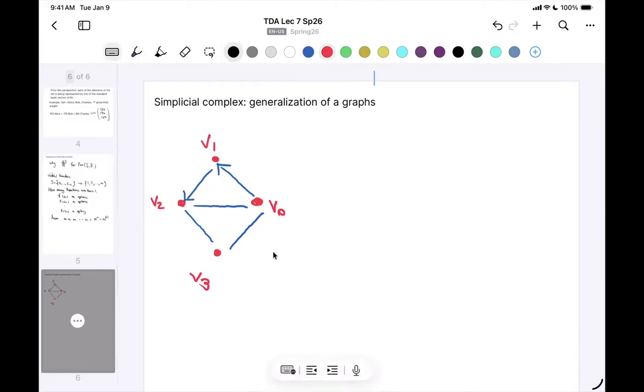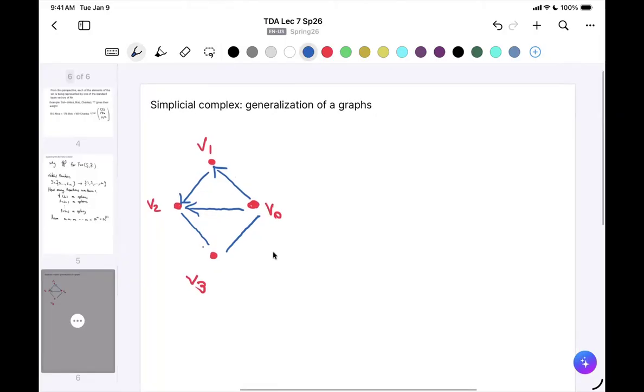Then from 0 to 2, there would be an edge, because I'm always starting my arrows, or my vectors if you want to call them that, going from the smaller index to the larger index. And then, okay, 2 is less than 3, so I will draw one from 2 to 3. And then 0 is less than 3, so I will draw one from 0 to 3. Okay, so far so good.